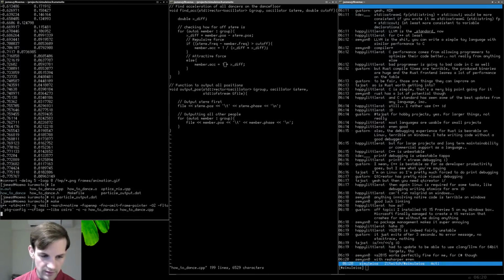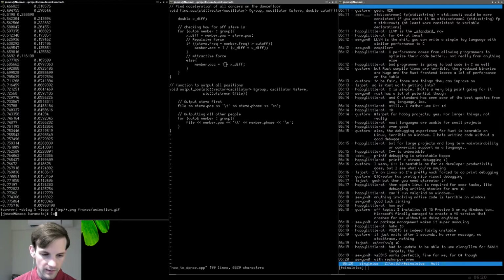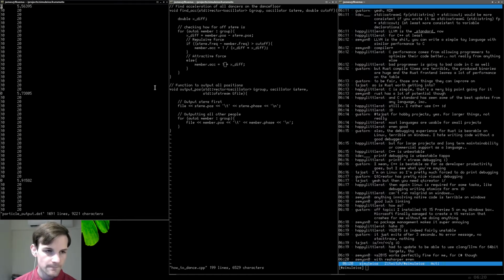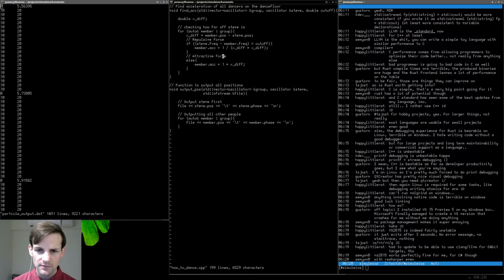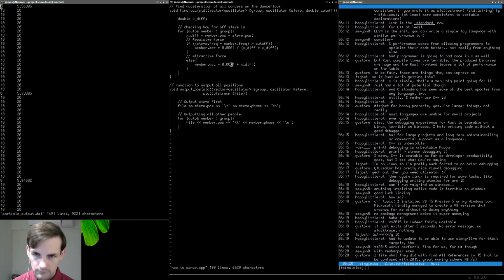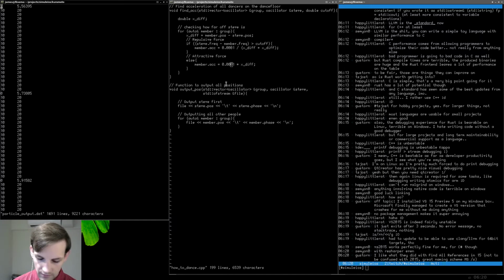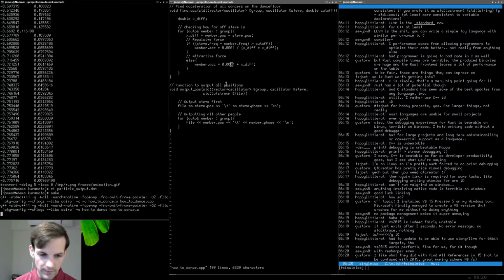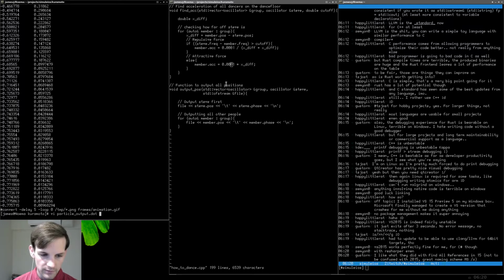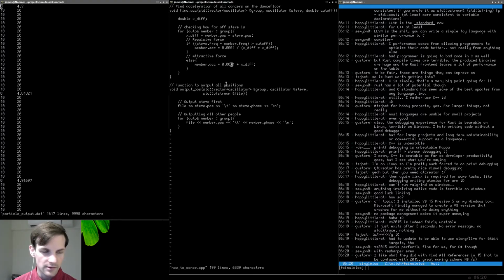Let's go ahead and do make again. And let's go into particle output.dat. Okay, still all of them are being forced to 10, which makes me feel like maybe I'm doing something wrong here. So let me go here and do 0.0001 and drop it down super low. Okay, now let's write quit. Let's try one more time, make. Let's go into particle output.dat. Okay, so these are not right.